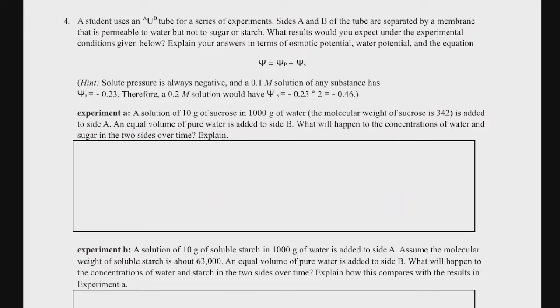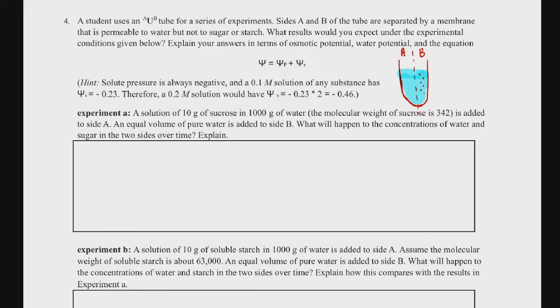So they have parts A and B, and water can move through, but molecules cannot, so they would just stay on one side.